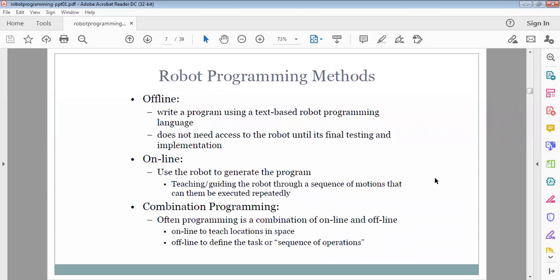So, robot programming methods, offline. In offline programming, write a program using a text-based robot programming language. It does not need access to the robot until its final testing and implementation.